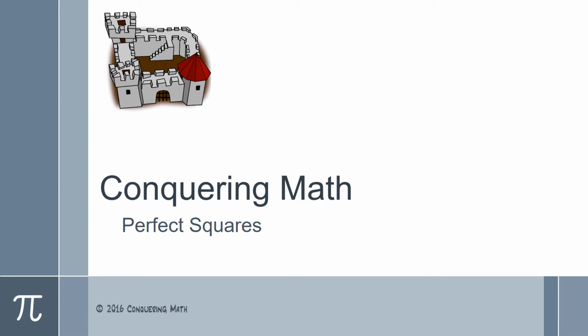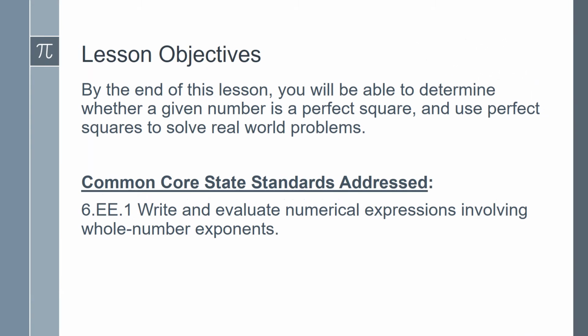Today we will be learning about perfect squares. Let's dive on in. By the end of today's lesson, you will be able to determine whether a given number is a perfect square and use perfect squares to solve real-world problems. The Common Core State Standard today is 6.EE.1.